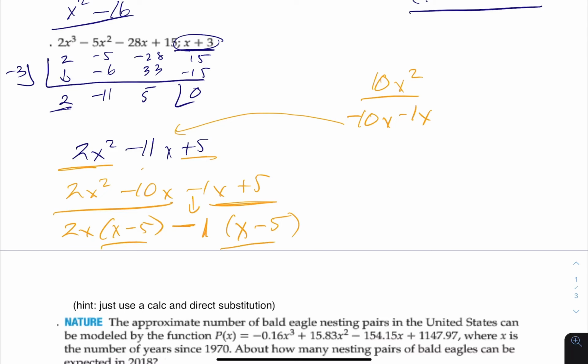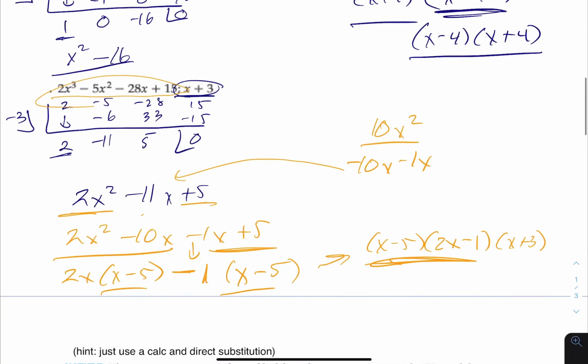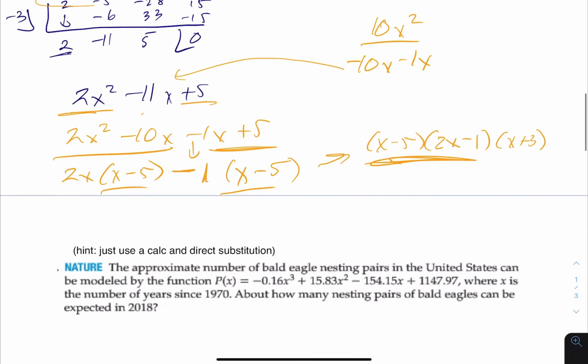Hey, these match. Pull it out. X minus 5, 2x minus 1. That's it factored, and don't forget the thing you start off with, x plus 3. So that is this guy factored. Let's move on.